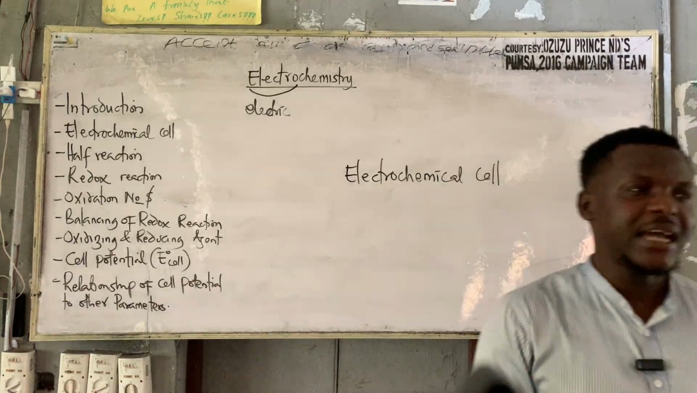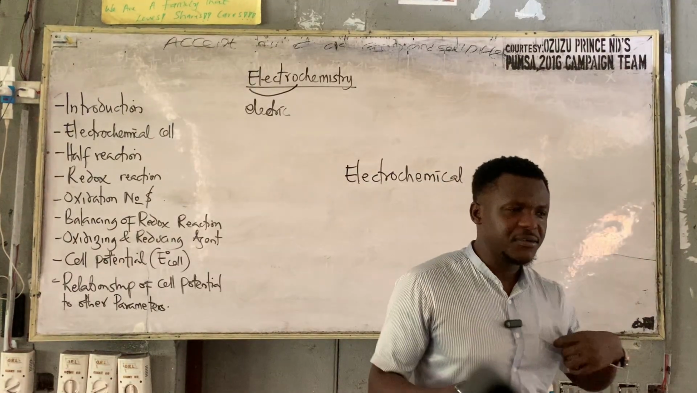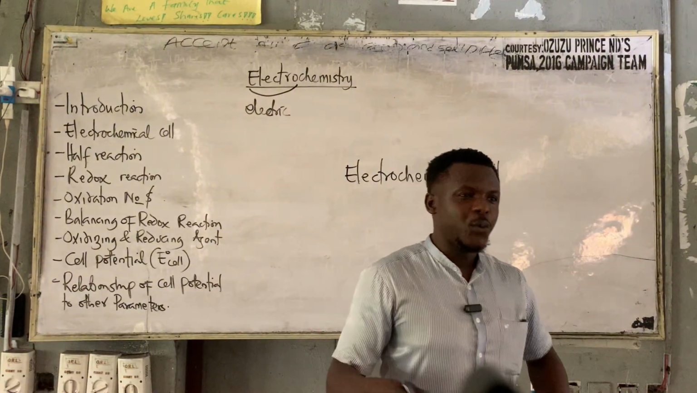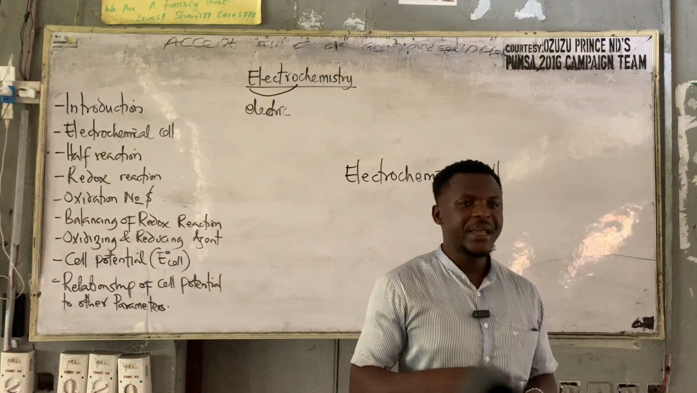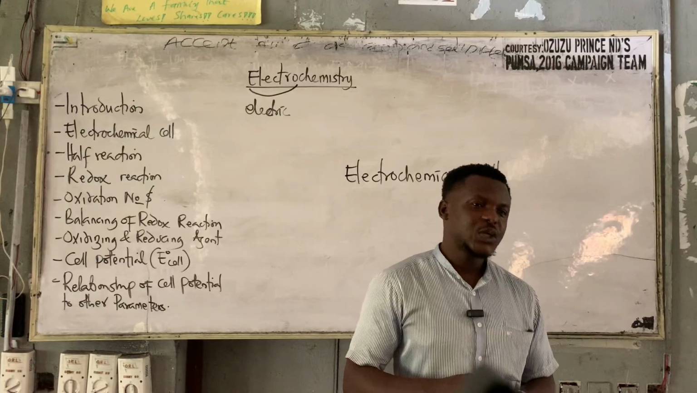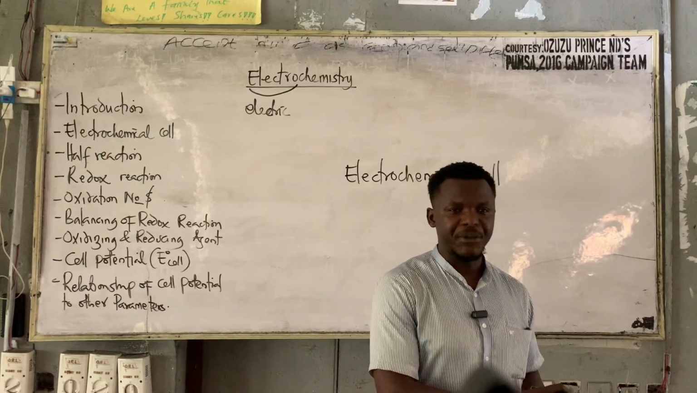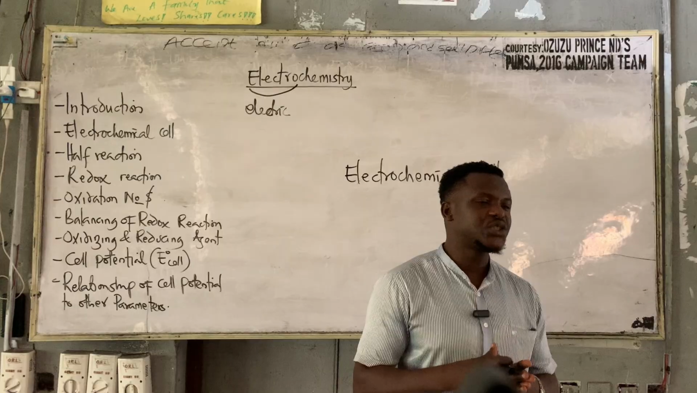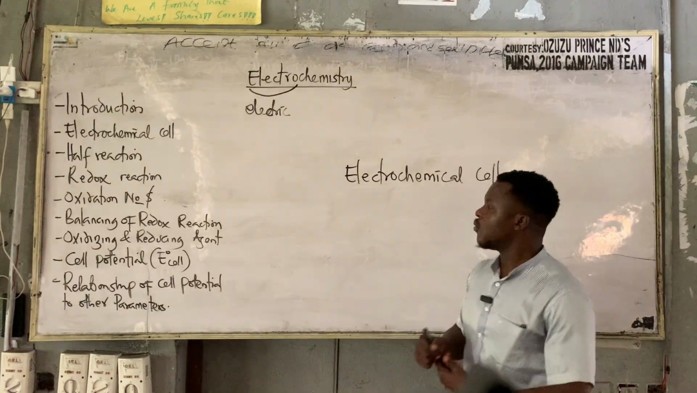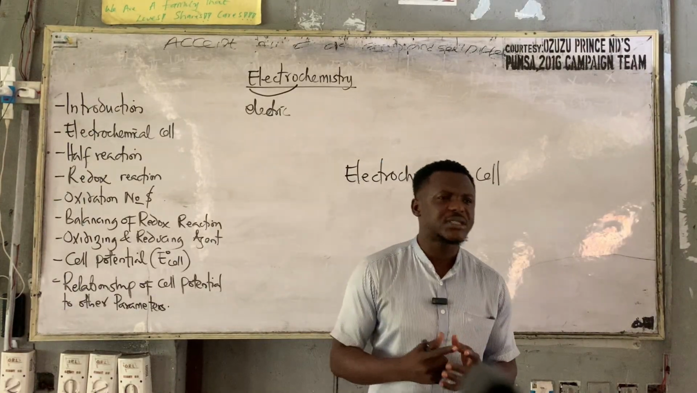All right, I was saying that we have different types of cell. We have cell in biology, which we know as the basic unit of life. So the cell in biology is different from the cell in chemistry. The cell in chemistry is referred to as electrochemical cell. We want to look at the types of electrochemical cells that we have.